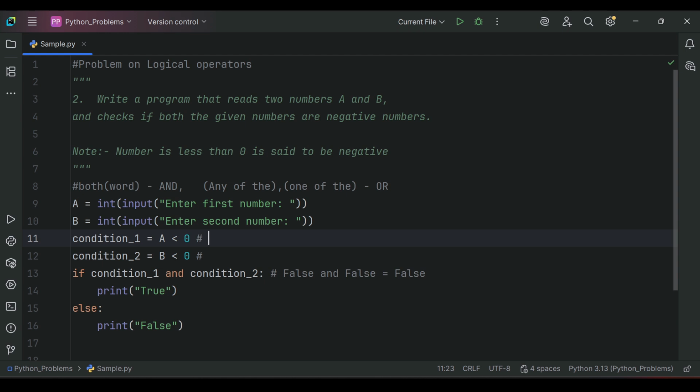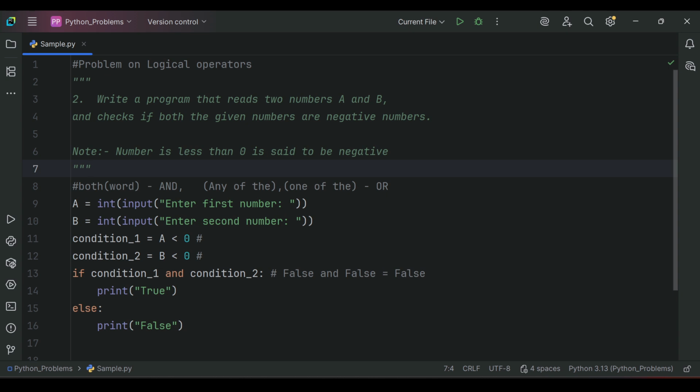Now see the second problem. Write a program that reads two numbers A and B and checks if both the given numbers are negative numbers. Checks means we have to apply the operators. Both, the word both indicates the and symbol. A number is said to be negative when the number is less than zero.